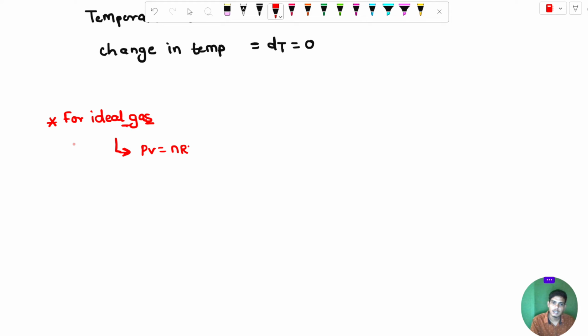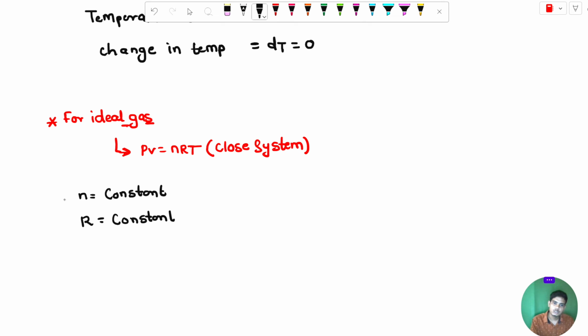PV is equal to nRT. These values are considered for a closed system. In a closed system the number of moles n is always constant. R is also constant because R is the universal gas constant. Temperature should also be constant in an isothermal process.